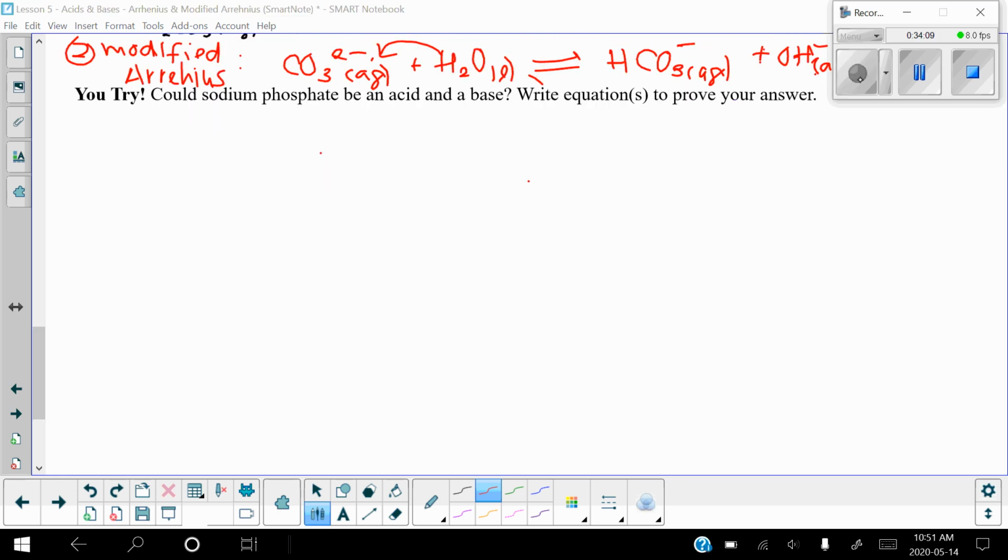Okay, the last one is the U-try. Could sodium phosphate be an acid or a base? Write equations to prove your answer. I'm going to give you a moment, and when you're done, you can unpause and check your answer.